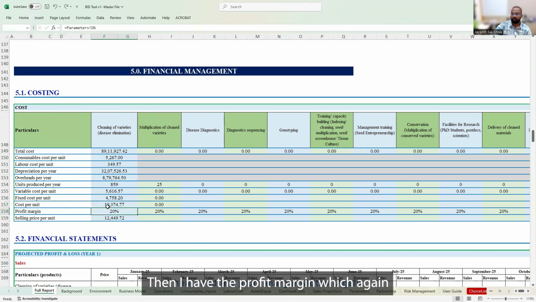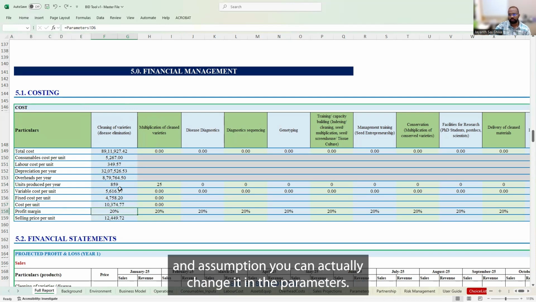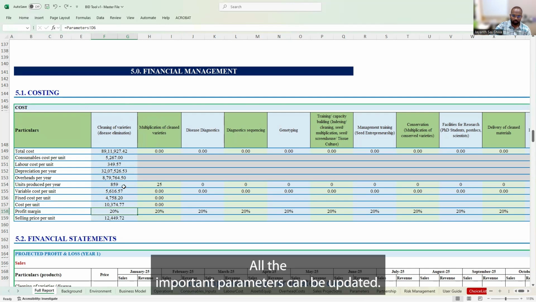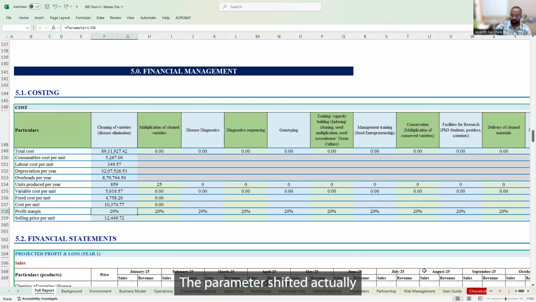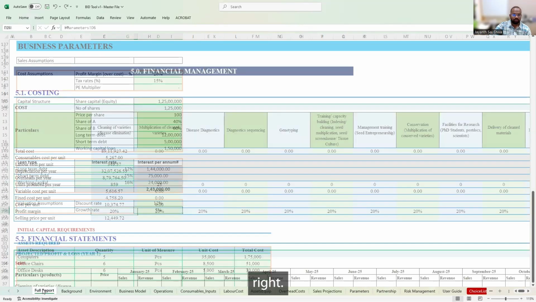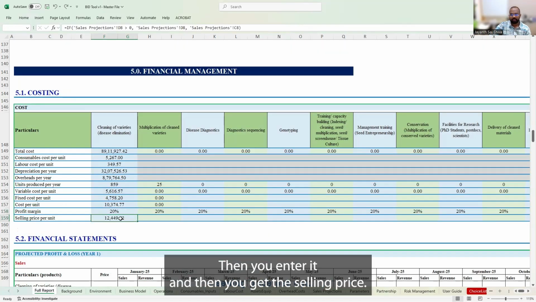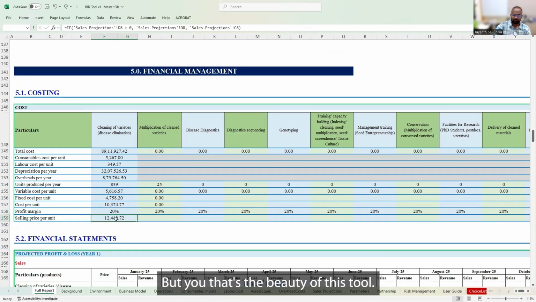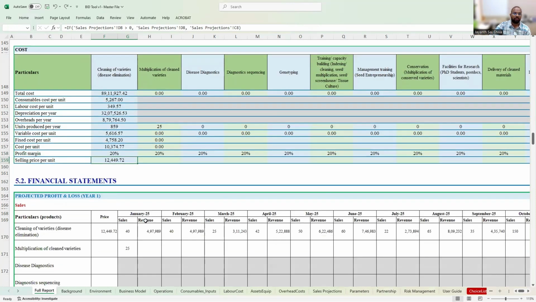Then I add the profit margin, which is again an assumption. You can actually change it in the parameter sheet. All the important key parameters can be updated in the parameter sheet that I showed over here, right? Then you enter it and you get the selling price per unit. That's the beauty of this tool.